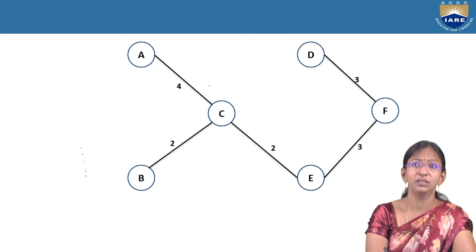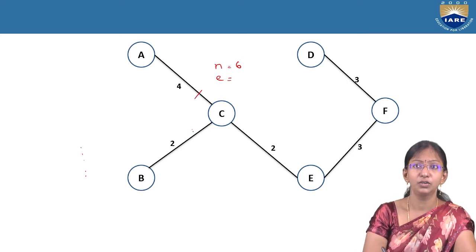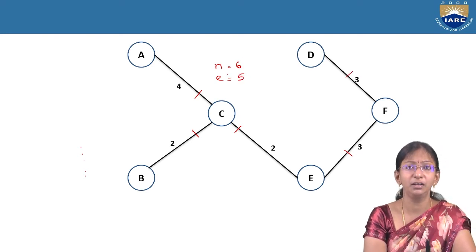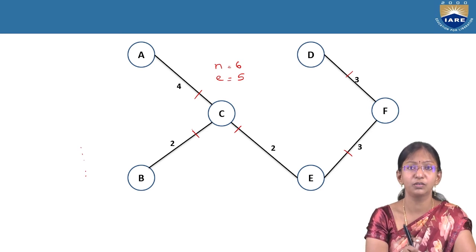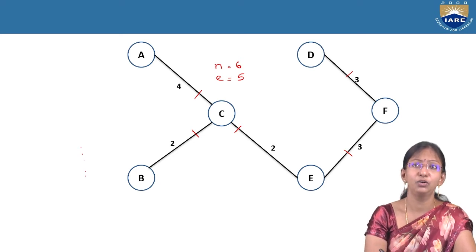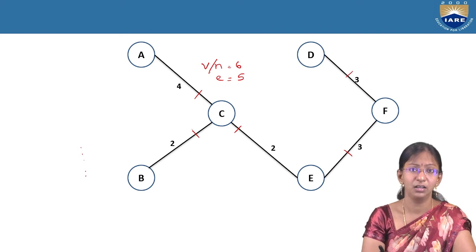How many nodes is it having? Number of nodes is equal to 6. How many edges is it having? 1, 2, 3, 4 and 5. So what was Kruskal's algorithm telling? It was telling that if you have V minus 1 edges in your spanning tree, then the job is done. Am I right? So here the value of V, you can call it V or N, is 6. The edges is 5. Job done.